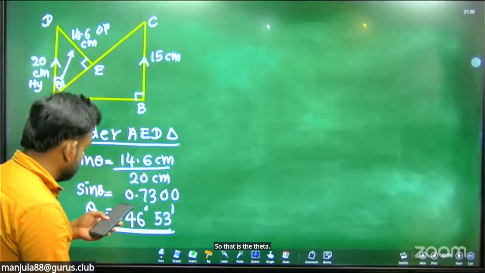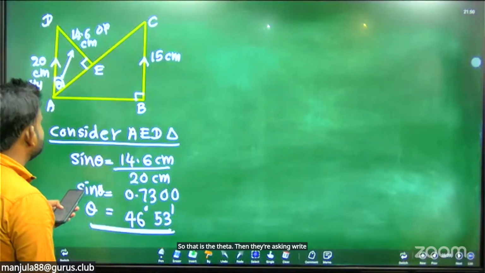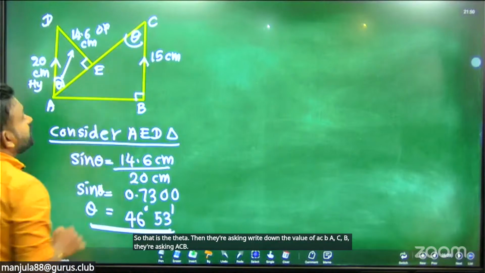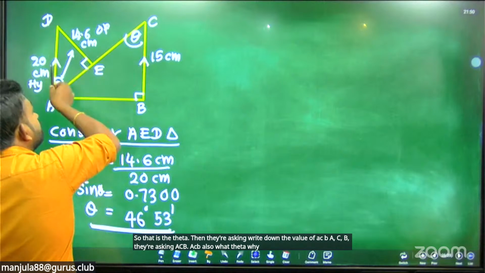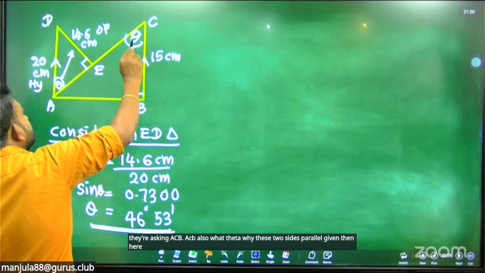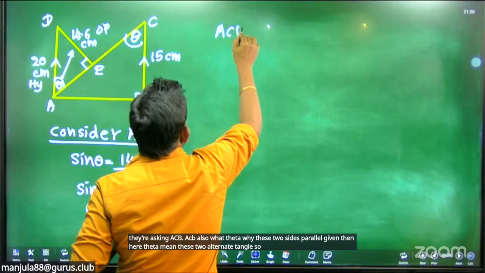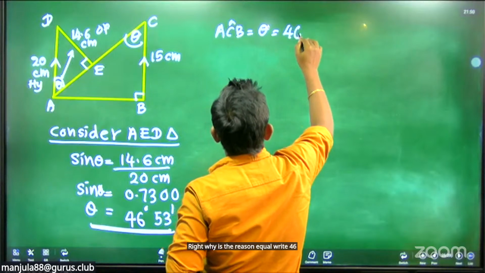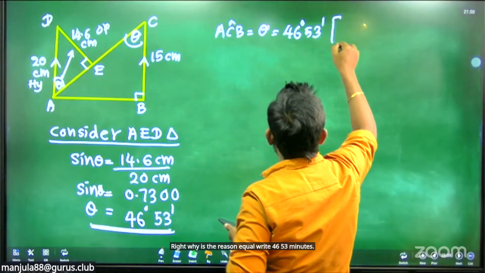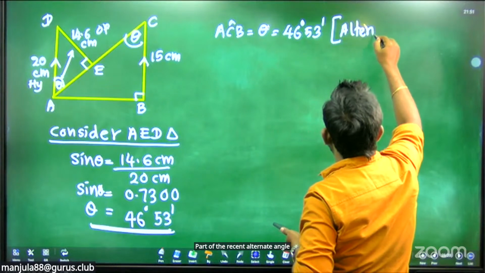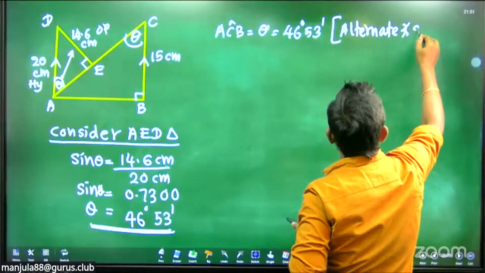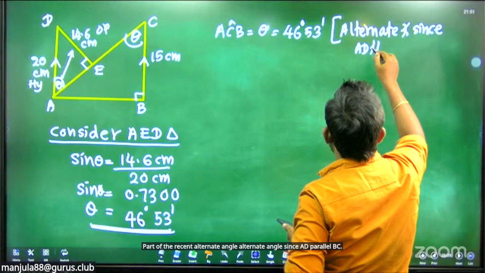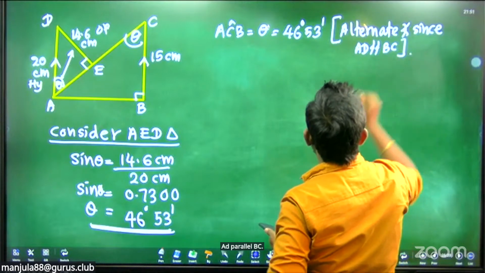Then they are asking, write down the value of ACB. ACB also is what? Theta. Why? These two sides are given parallel. Then here theta means these two are alternate angles. So ACB equals theta. Right. What is the reason? 46 degrees 53 minutes. The reason is alternate angles, since AD is parallel to BC.